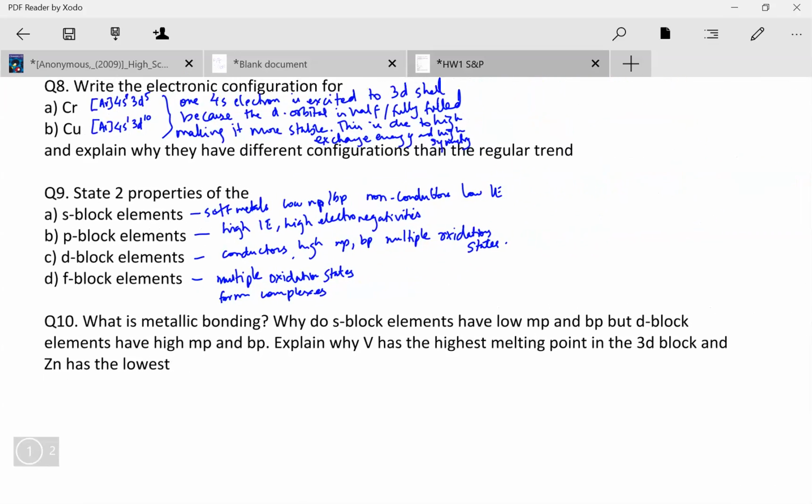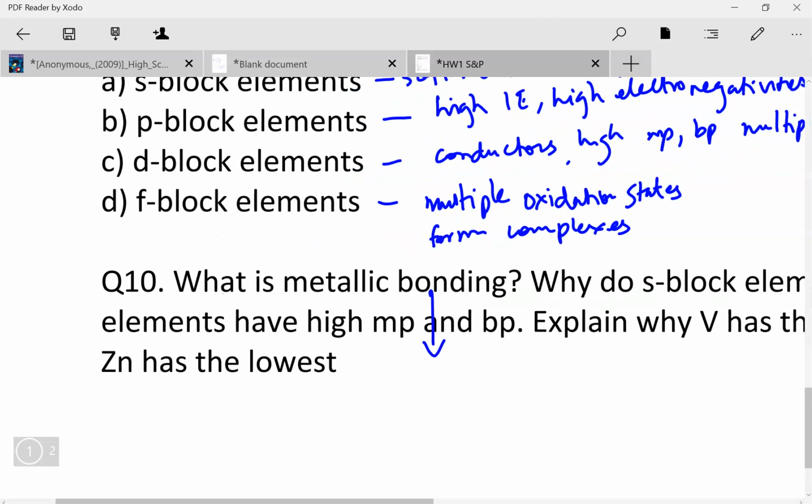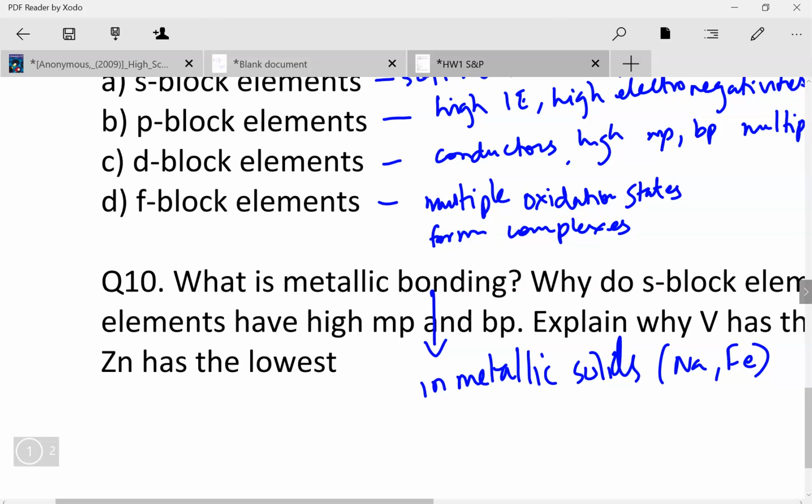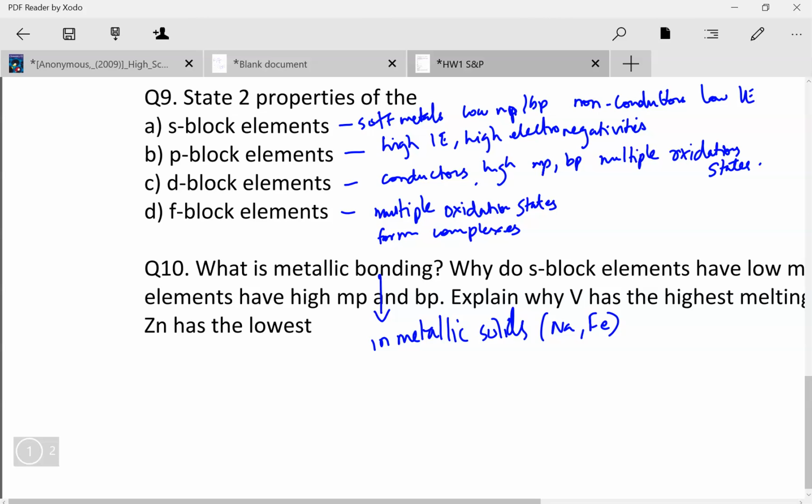So what is metallic bonding? Metallic bonding is the bonding that occurs in metallic solids. Example, sodium or iron. Again, not ions. It's just the bonding that occurs in the solid metal, which is just composed of atoms of that metal.